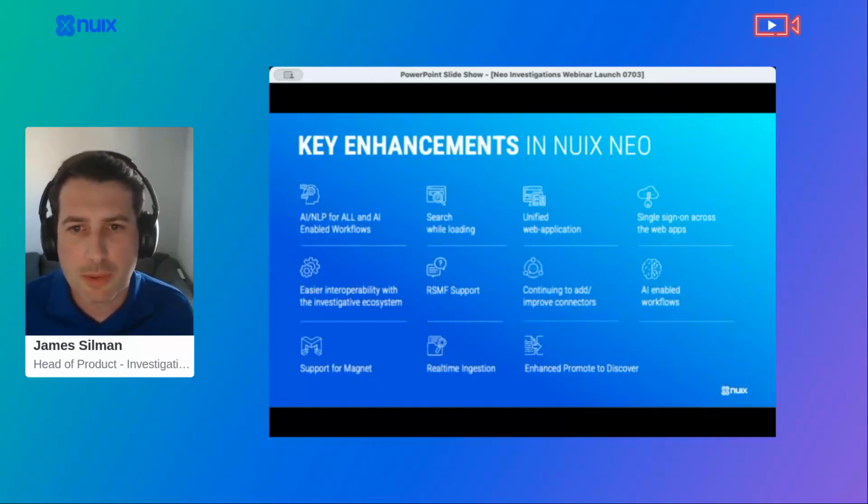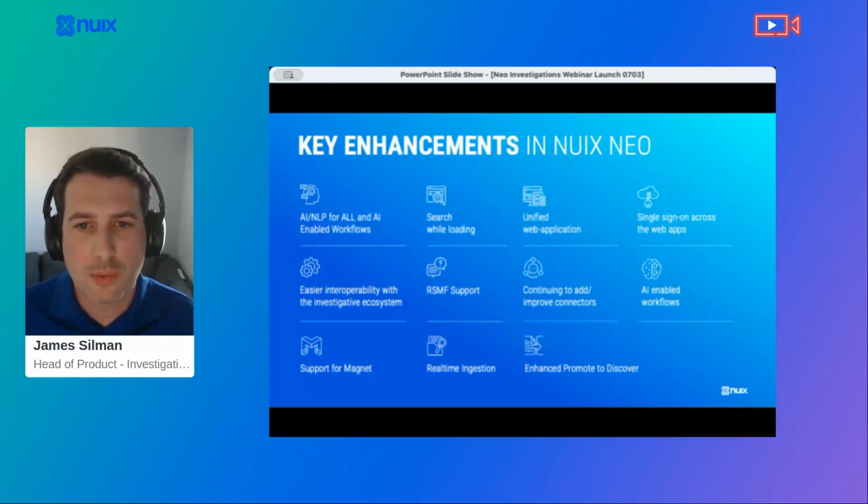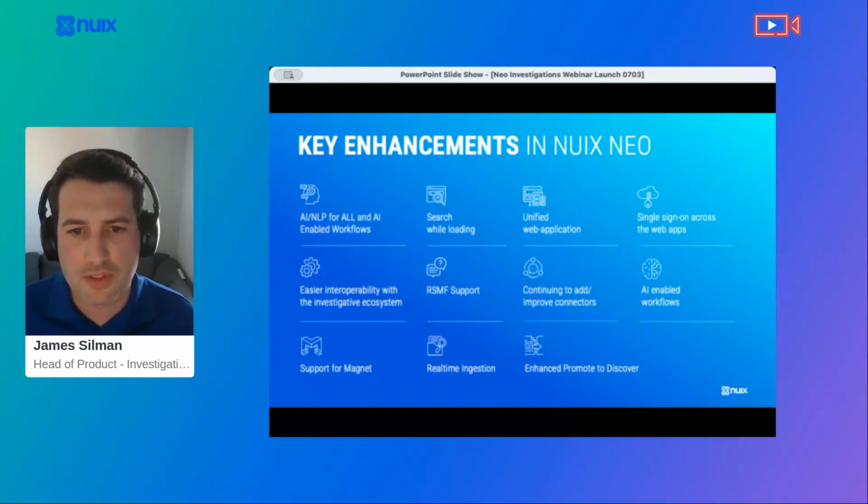We've added RSMF support. With the increase in chat data and the complexities it brings, we've added support for RSMF that enables you to seamlessly bring in and export chat data. This enables interoperability between Neo and other platforms. And finally, enhanced promote to discover. It makes it even easier to move data from ECA all the way to review with all the control you need, all automated. Overall, these are just a small subset of capabilities that we've introduced since the launch of Nuix Neo.